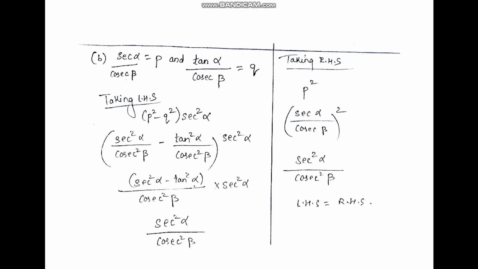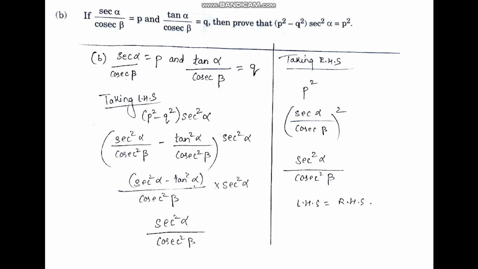The B part is again where the value of P is given and the value of Q is given. For the LHS we need to prove P square minus Q square into sec square alpha. Let us substitute the value of P, which is sec square alpha upon cosec square beta, minus Q square, which is tan square alpha upon cosec square beta. Let us take the common LCM cosec square beta, the numerator will be sec square alpha minus tan square alpha into sec square alpha. We know that sec square alpha minus tan square alpha is 1. So the final answer will be sec square alpha upon cosec square beta.